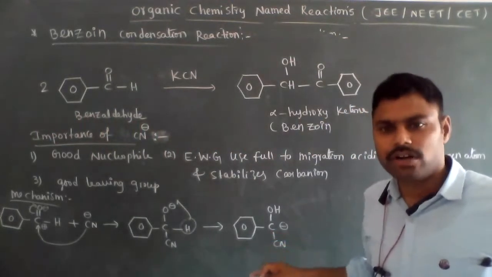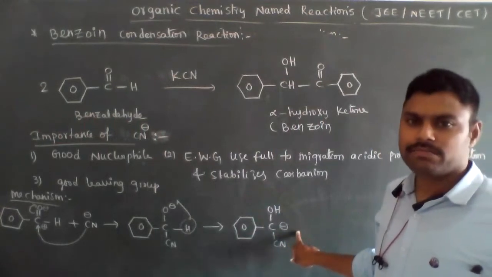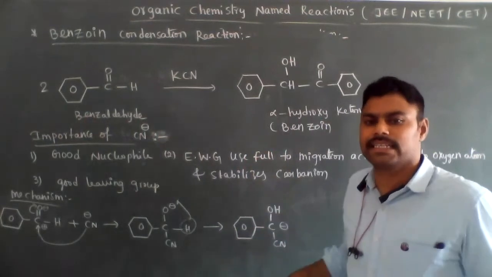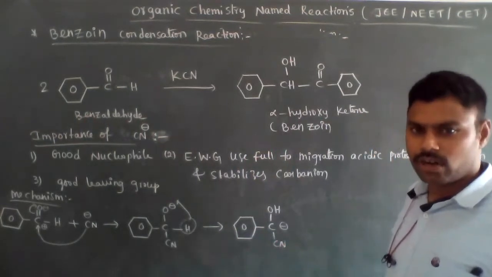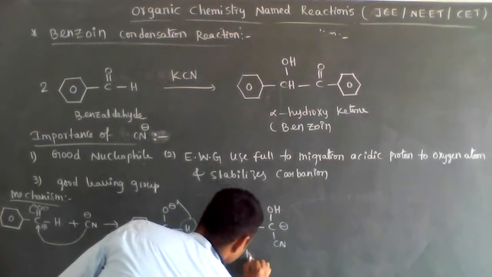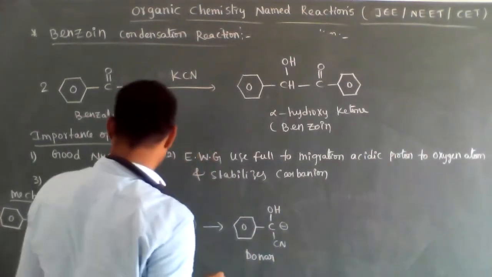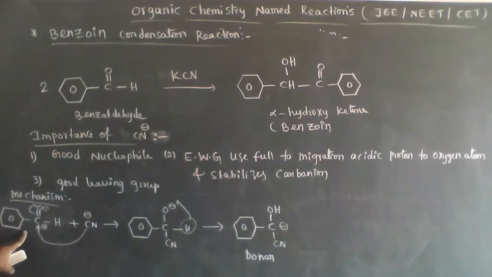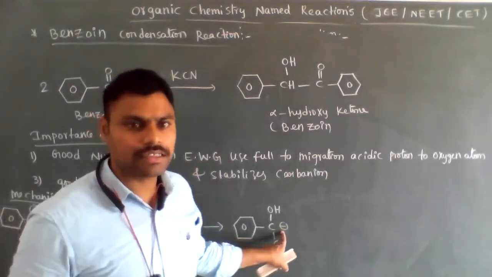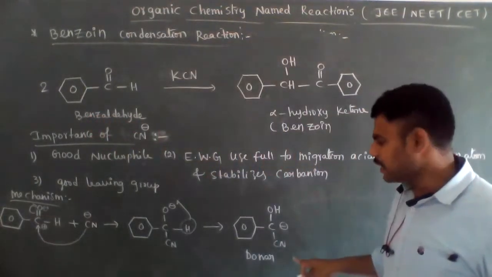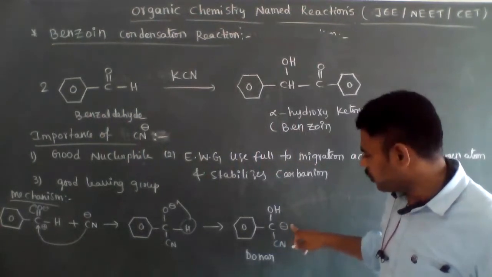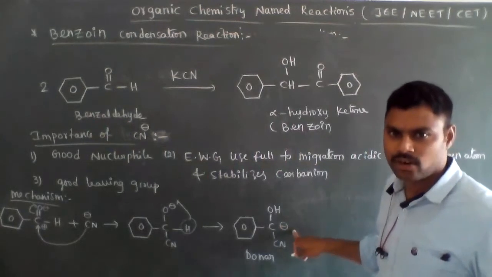Negative charge is present on carbon, it is called a carbanion. Generally, if electron withdrawing groups are present, the carbanion becomes more stable. If electron donating groups are present, carbanion stability decreases. So CN minus is a strong electron withdrawing group. That's why this carbanion is stable. Then it is a donor. See, in the presence of cyanide ion on benzaldehyde, the carbonyl carbon generates negative charge. Hence, it acts as a donor. Donor means electron density increases at carbon.